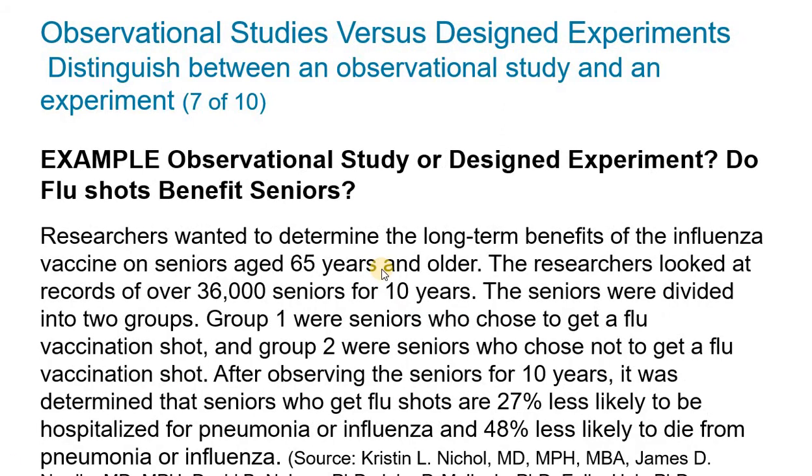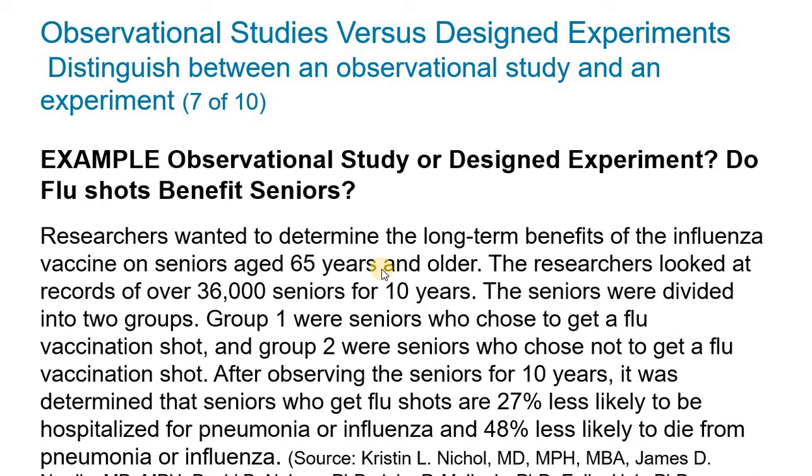Let's look at another example. Researchers wanted to determine the long-term benefits of the influenza vaccine on seniors aged 65 years and older. The researchers looked at the records of over 36,000 seniors for 10 years. The seniors were divided into two groups. Group 1 were seniors who chose to get a flu vaccination shot. Group 2 were seniors who chose not to get a flu vaccination shot.